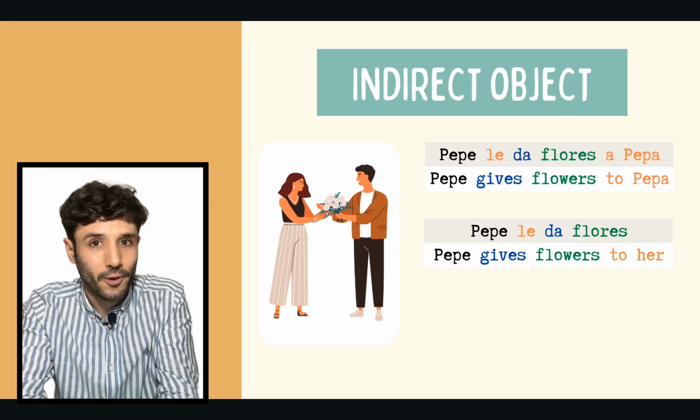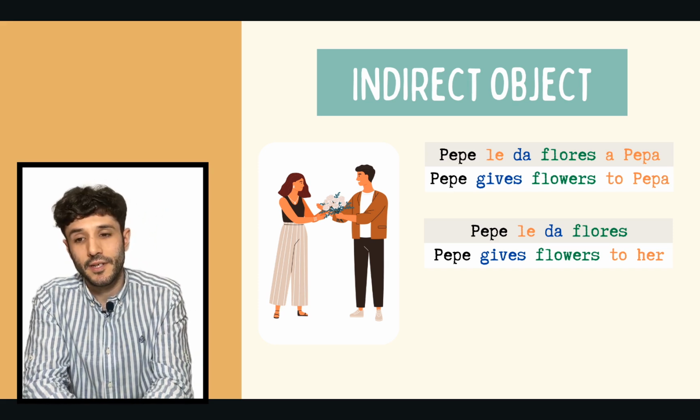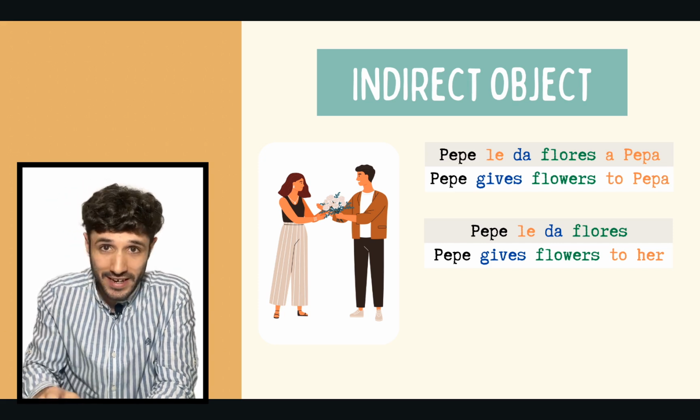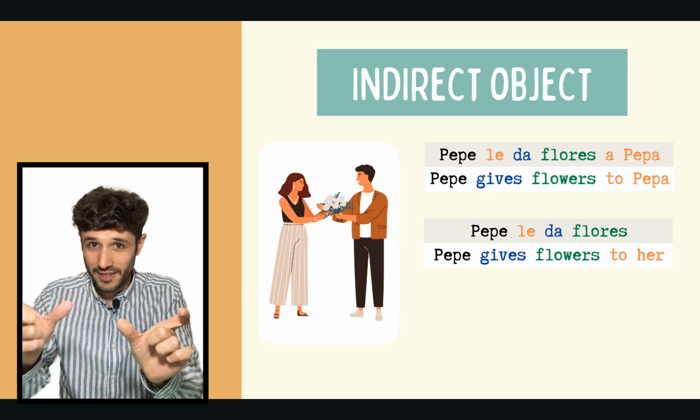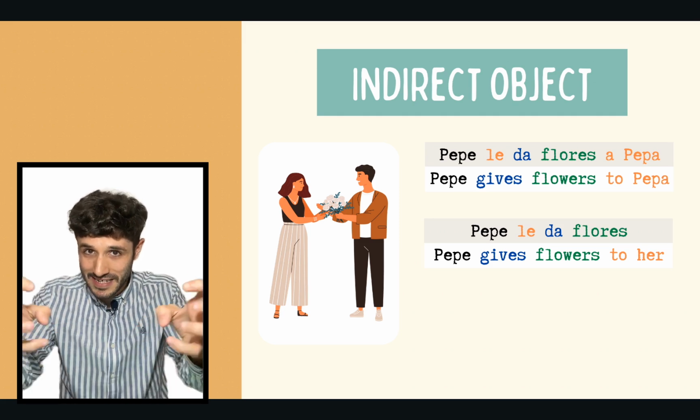However, I can go further and say Pepe gives them to her. So I can take both direct and indirect objects and make them pronouns. I can simplify this, okay?